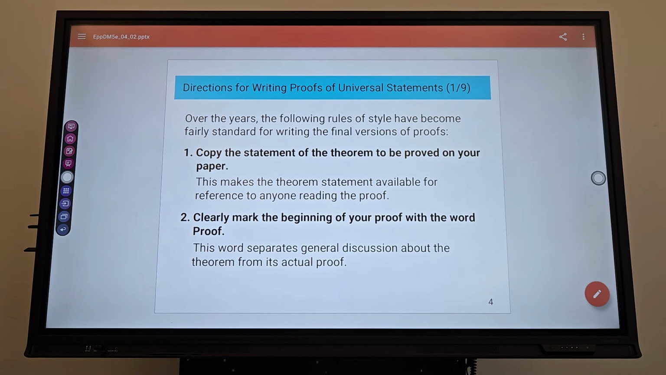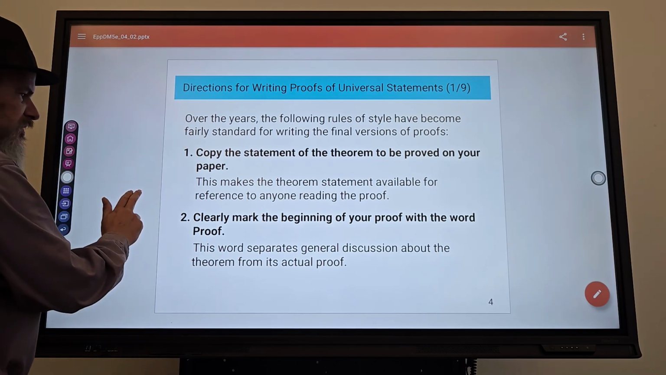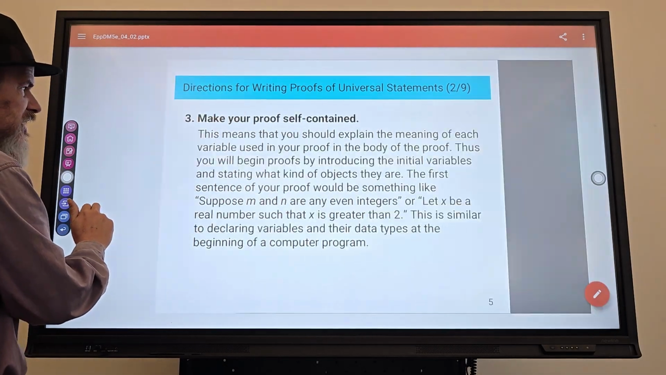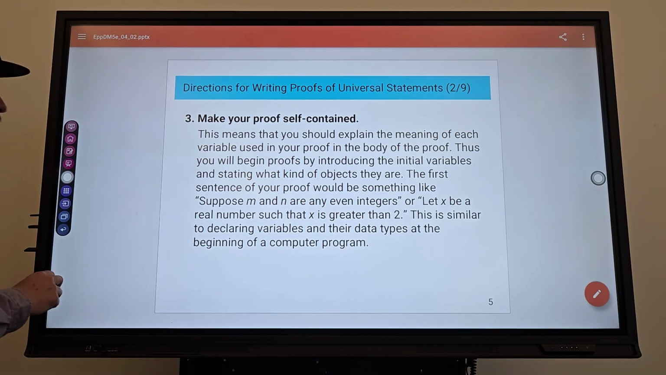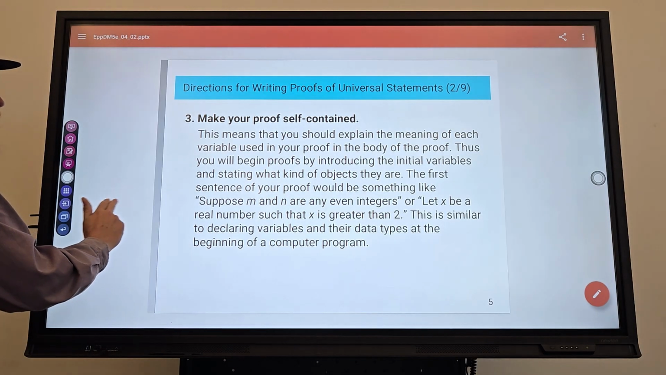Nothing says start like start. Clearly mark it. Make your proof self-contained. This means that you should explain the meaning of each variable used in your proof in the body of the proof. Thus, you will begin proofs by introducing initial variables and stating what kind of objects they are. This would be similar to declaring variables and their data types at the beginning of a computer program. So you know what's what and likely how it's going to be used.